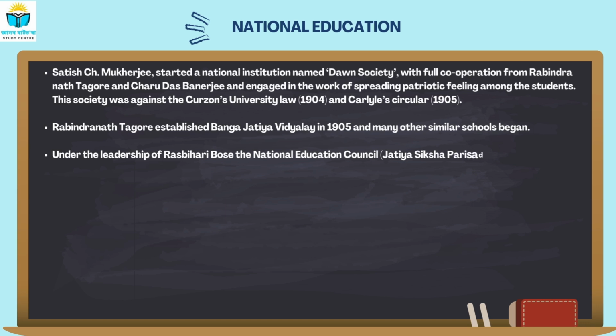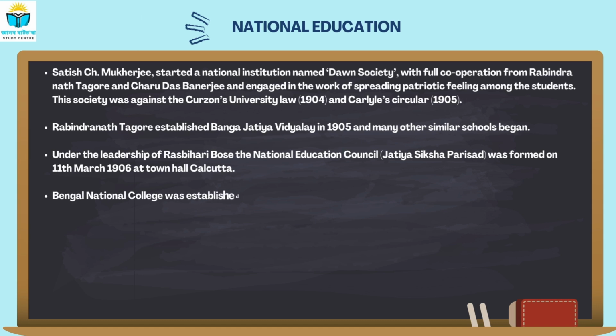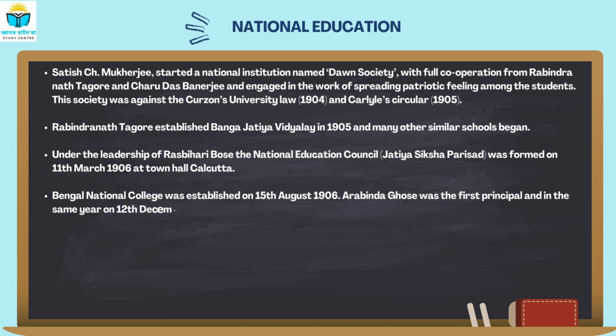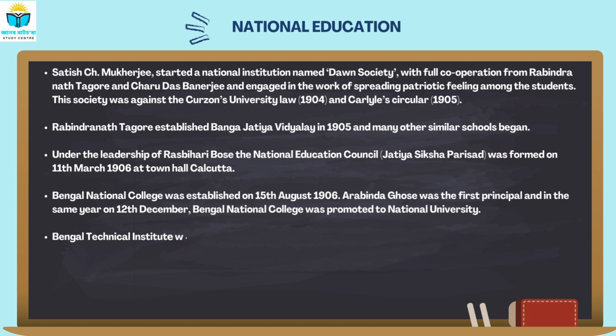On 11th March 1906, under the leadership of Rasbihari Bose, the National Education Council, Jatiya Siksha Parisad, was formed at Town Hall, Calcutta. On 15th August 1906, the Bengal National College was established with Aurobindo Ghosh as its first principal. Later, on the 12th of December, it was upgraded to the National University.